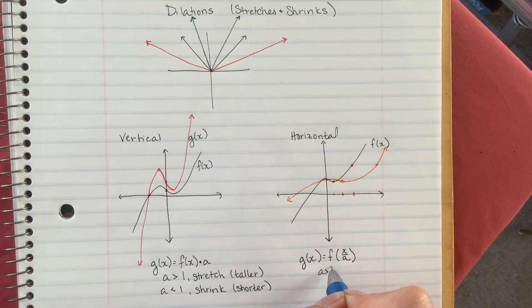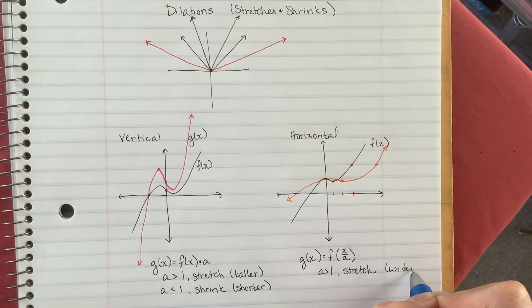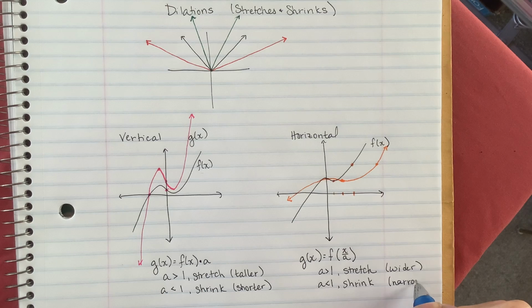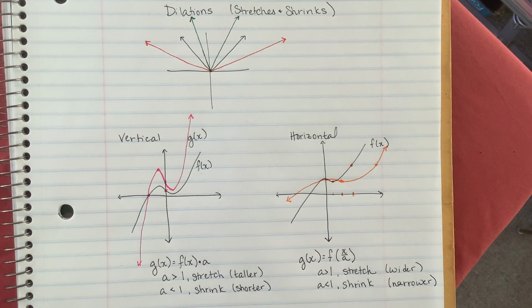So when a is greater than 1, this is still going to be a stretch. And a stretch horizontally is going to make it look wider. If a is less than 1, which means if a is a fraction, it's going to be a shrink, which means the graph will look narrower. And so the reason why we multiply by a in a vertical transformation and divide by a in a horizontal transformation is the same as we were talking about in the translations, where when we're changing the input, we end up doing the inverse of the operation.